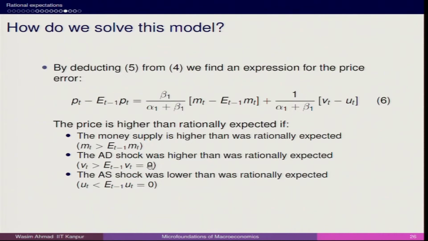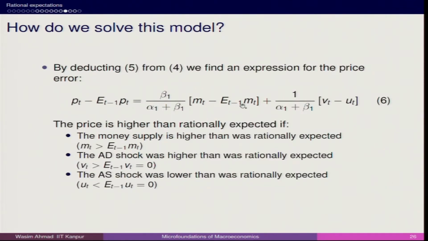Even if you are not taking these things into account, it may not matter much, because it is clearly revealed here. Now the deviation of M_t minus E_{t-1} M_t will also matter, because there too you have the stochastic term attached. So let's understand the further solution of this.